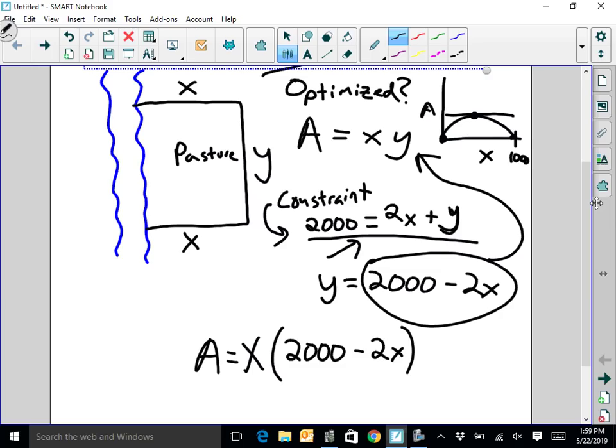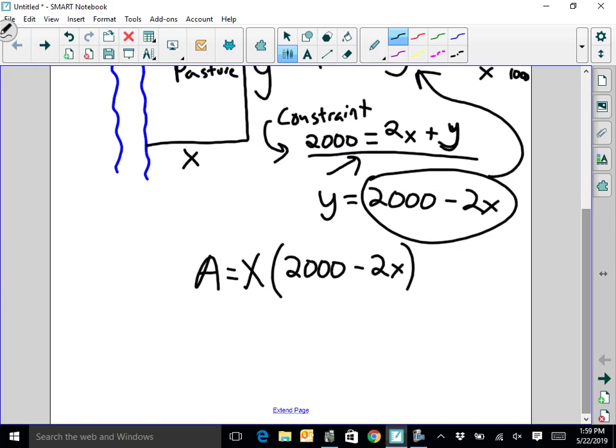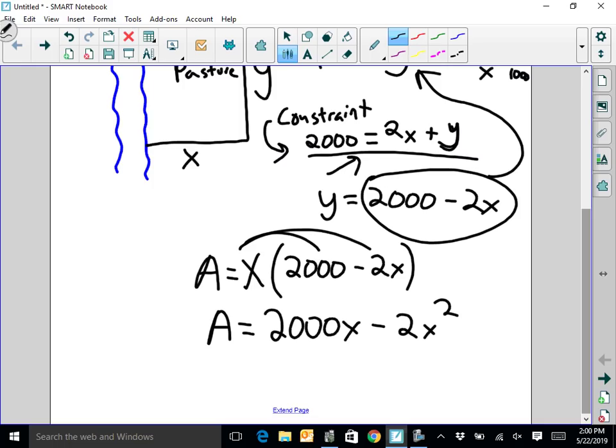So I'm going to distribute this x, and I'm going to get my area then equals 2,000x minus 2x squared. Okay. So that's what the area has to be, and now it's solely in terms of x. So first step, figure out what's being optimized, write an equation. Second step, use the constraint to get it down to a single variable. That's what we just did. Third step, we want to do the derivative and set it equal to 0.